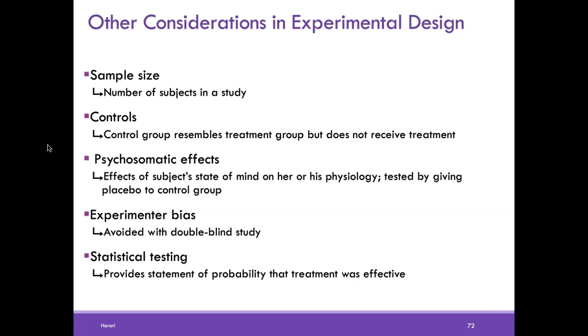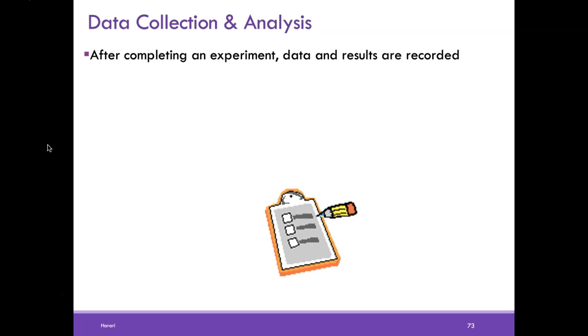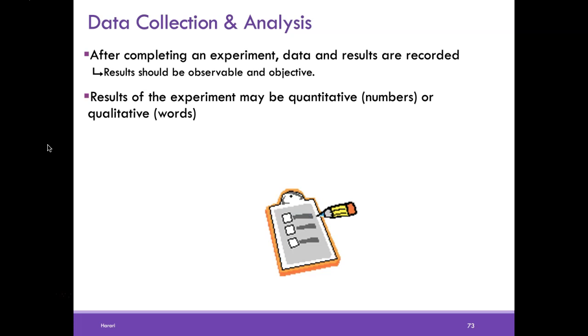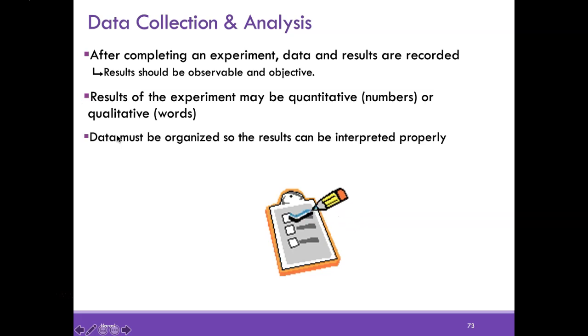So we need to provide a statement of probability that the treatment was actually effective and not just due to random chance. Statistical tests can be applied to data to make sure that what we're seeing is due to the experimental treatment and not due to random variation. Once we complete an experiment, we collect our data and do our statistical analysis. We can have our results be quantitative, in numbers, or qualitative, in words.